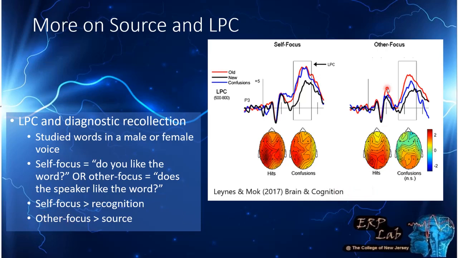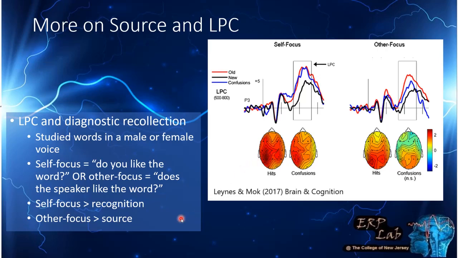Now, if you look at the ERPs for this, in particular the other focus, it looks a lot like the Wilding and Rugg paper that I just showed you, such that hits here are the red line, so these are old items called old, and the source is correct. Confusions are old items that were called old, but they were confused with the other source. And so what you see here is an LPC for hits, but no LPC for the confusions, just like the Wilding and Rugg paper. However, in the self-focus condition, you notice that we got an LPC for both hits and confusions. So what's going on there?